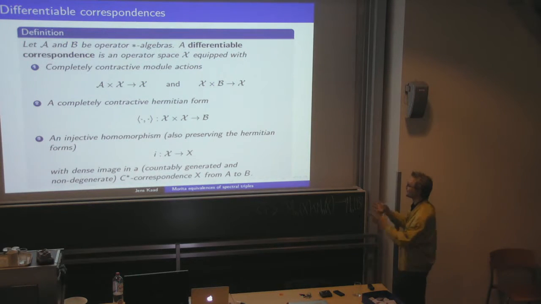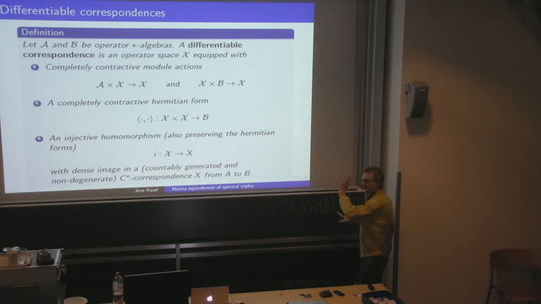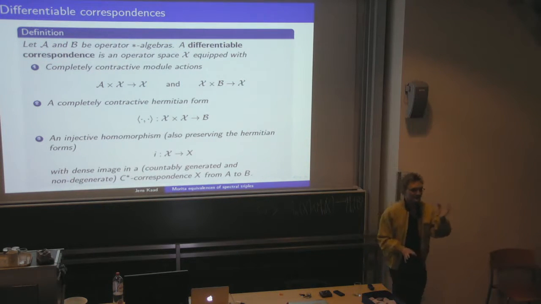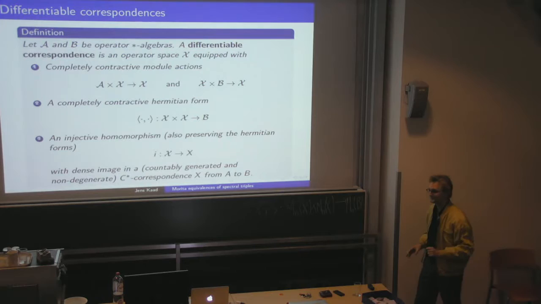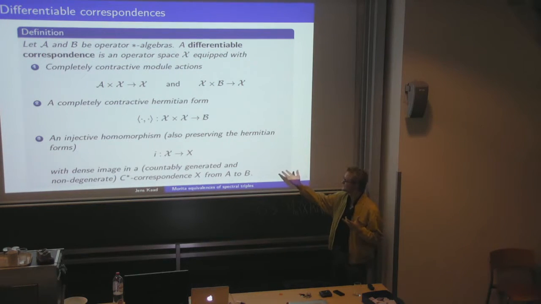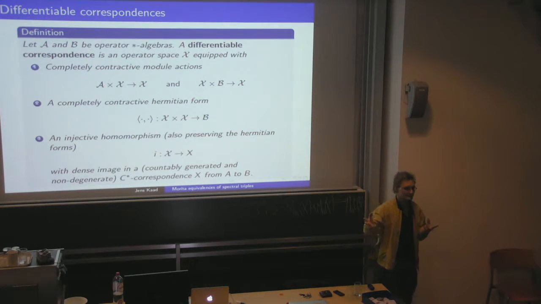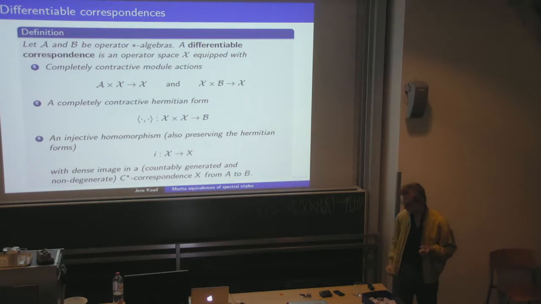So again, there are many more truly geometric examples of this, for example, coming from Hermitian connections. Usually X is a domain of some closed Hermitian connection. So that's what it is.